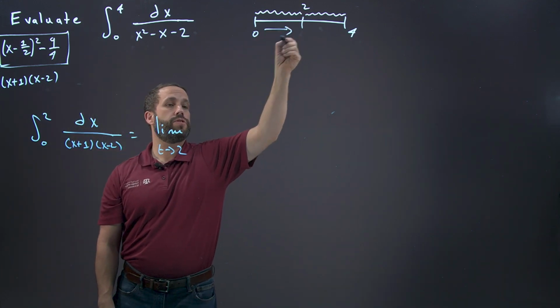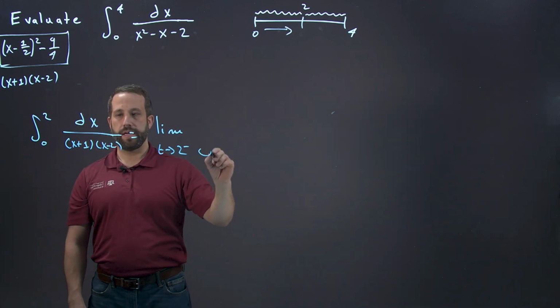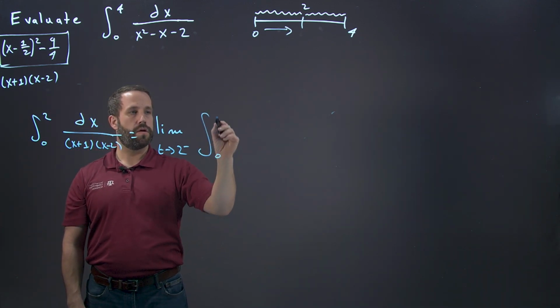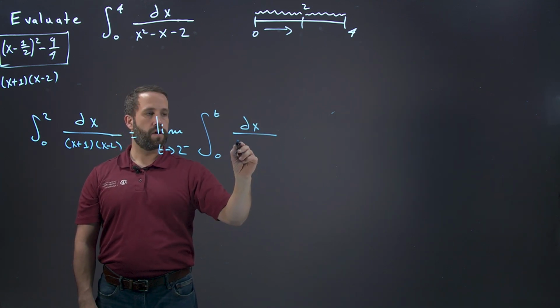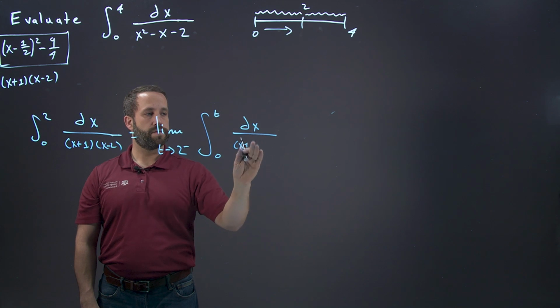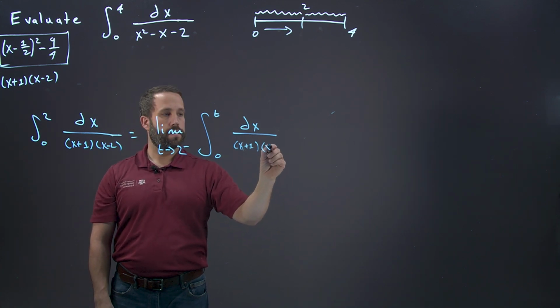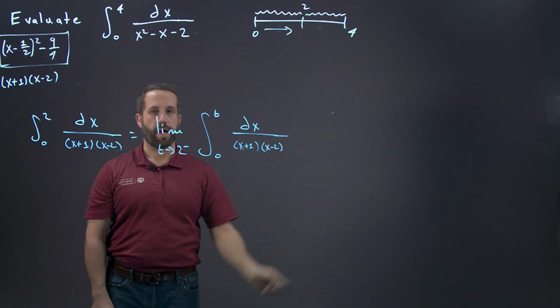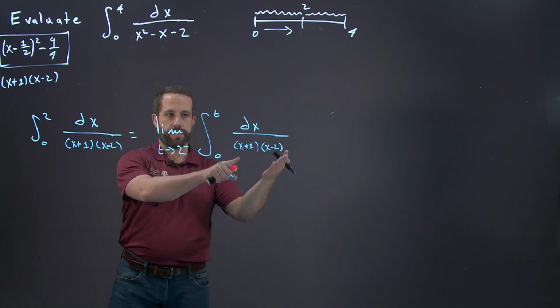And notice I'm approaching 2 this way. So I'm approaching 2 from the negative side. The integral from 0 to t of dx over (x plus 1) times (x minus 2). Okay, so I want to do this integral.